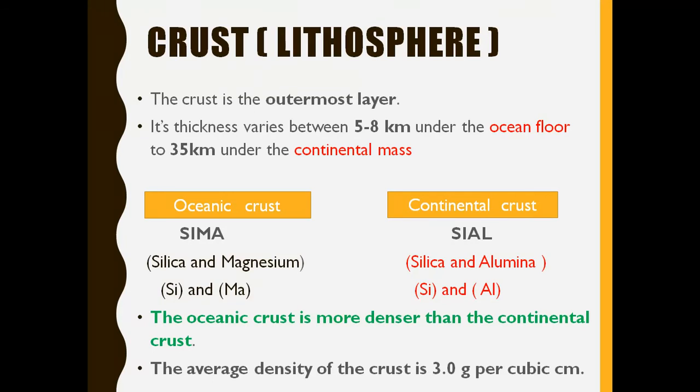Now, to learn this, always remember, we say ocean की एक सीमा होती है. So, oceanic crust has sima, silica and magnesium. Continental crust has sial, silica and alumina. Now, though the thickness is lesser on the ocean floor, just about 5 to 8 kilometers, yet it is much more dense than the continental crust. The average density of the crust is 3 grams per cubic centimeter. Now, this is the unit in which we measure the density.